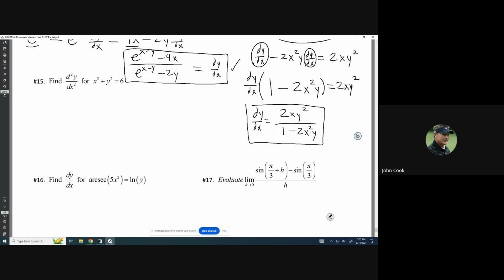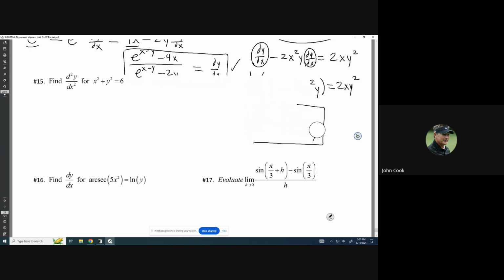We don't have a lot of space for number 15, so I'm going to erase some of this stuff just in case, because it looks like I've got to do a second derivative there. See, because it says d squared y over dx squared, so I need to get y double prime, if you will. So to save space, let's just erase some of that stuff.